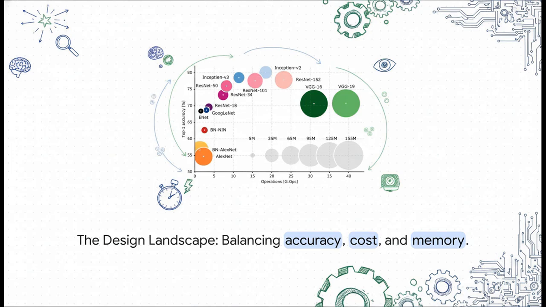And this chart just perfectly lays out the modern design world. So let's break it down. The vertical axis is accuracy, so higher is better. The horizontal axis is computational cost, how much processing power it needs, so further to the left is better. And the size of each bubble tells you how many parameters it has, basically how much memory it takes up. The dream, the holy grail, is to be in that top left corner with the smallest bubble possible.